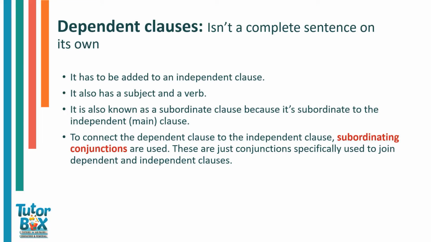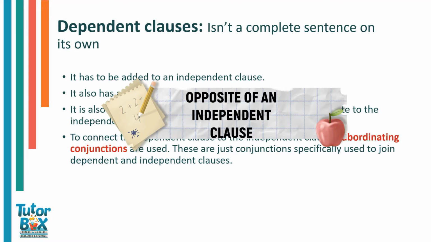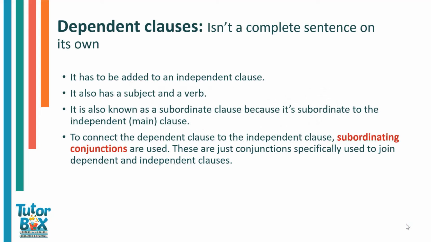Okay guys, so a dependent clause is not a complete sentence on its own. Basically, it's the opposite of an independent clause. It has to be added to an independent clause for it to make sense. It also has a subject and a verb, however. The reason why this is also known as a subordinate clause is because it's subordinate to the independent or main clause, meaning that the dependent clause needs the independent clause to make sense.